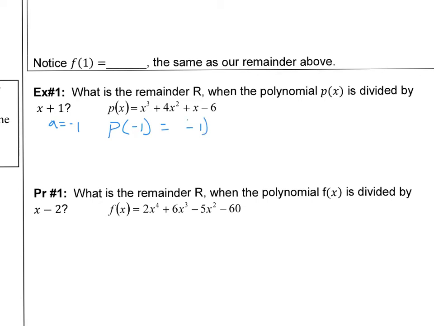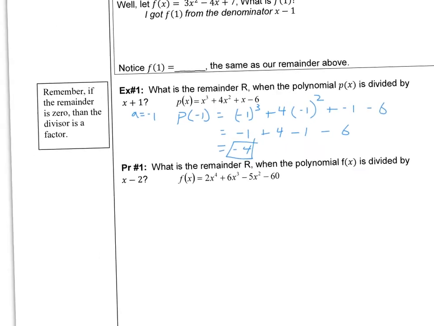This, again, is much easier to do than actually dividing, because all you're doing is plugging it in. Negative 1 cubed stays negative, so that becomes negative 1. Negative 1 squared becomes positive, so that becomes a positive 4. Then you have a negative 1 and a negative 6. So negative 1 plus 4 is positive 3. 3 minus 1 is 2. 2 minus 6 is negative 4. And there we have it: the remainder is negative 4. Pretty straightforward, not super difficult. I think you guys can do it.